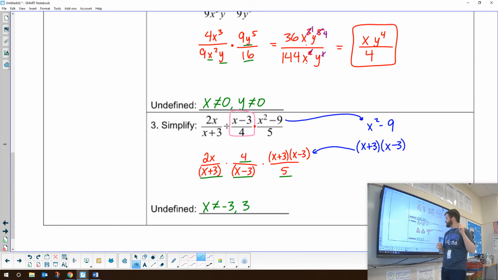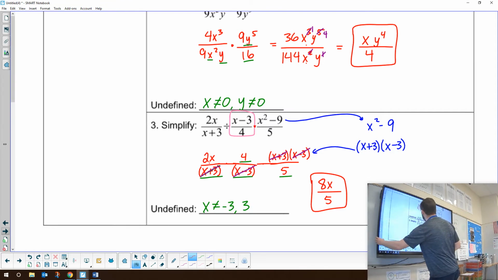Then we're going to cancel things out and get our final answer. So we're going to go back here and cancel those that are the same. This x plus 3 and this x plus 3 are going to cancel. This x minus 3 and this x minus 3 are going to cancel. And then nothing else can cancel, so we're going to multiply between here. Because remember, this becomes one big fraction, right? So we can multiply across the top, multiply across the bottom. So 2x times 4 is 8x. And I have a 5 on bottom.